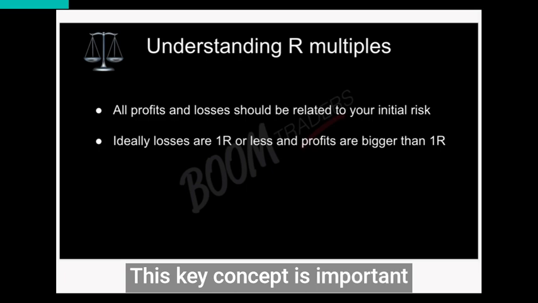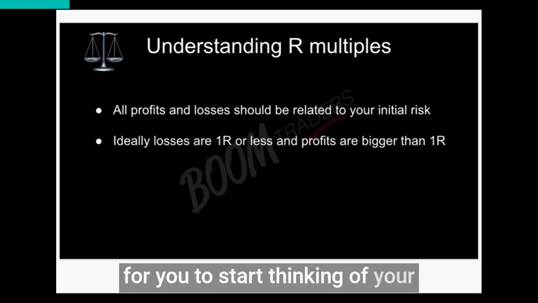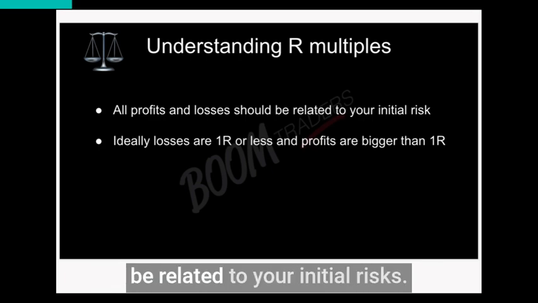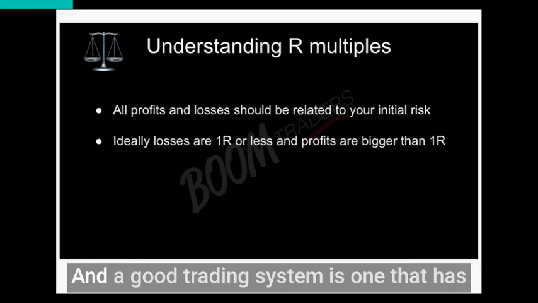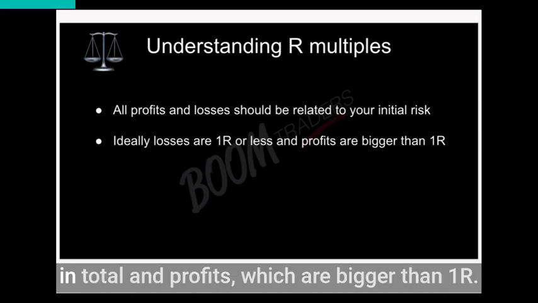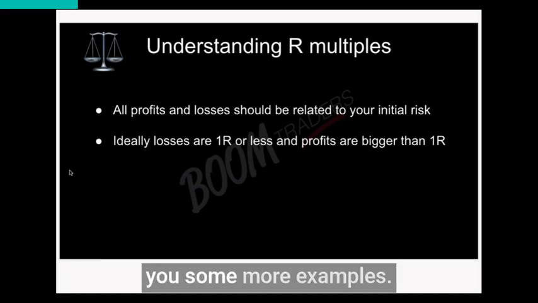This key concept is important for you to start thinking of your trading in terms of R multiples. And as we've pointed out on the board, all profits and losses should be related to your initial risk. And a good trading system is one that has losses which are less than 1R on average or in total, and profits which are bigger than 1R. And now I'm going to give you some more examples.